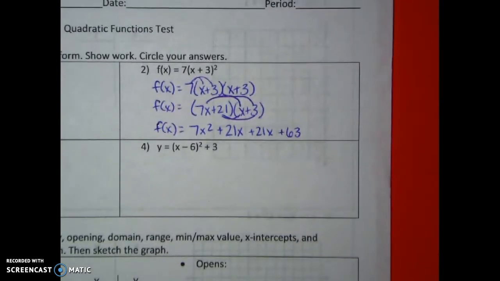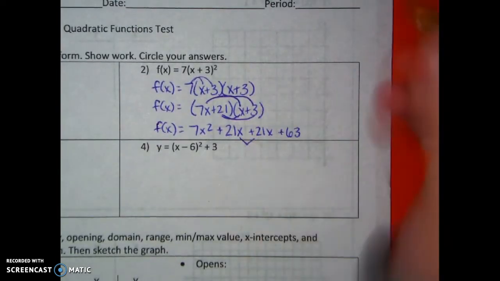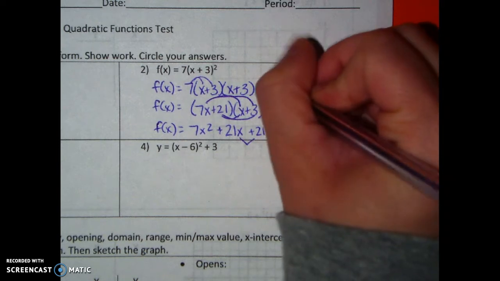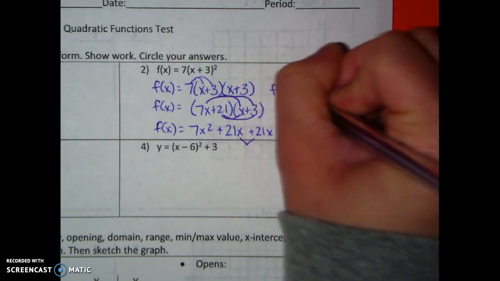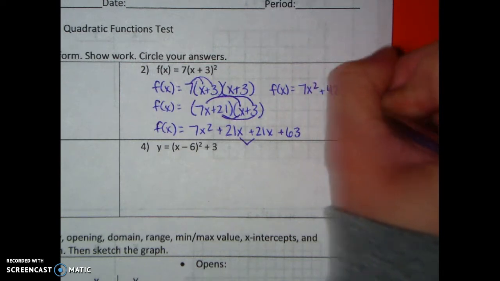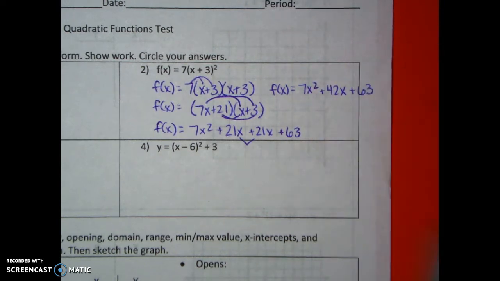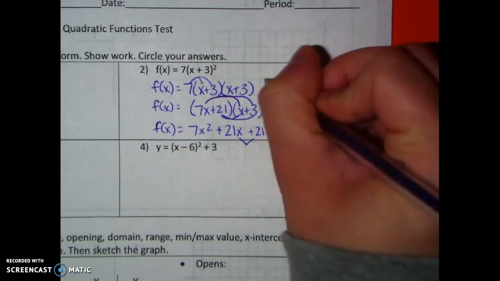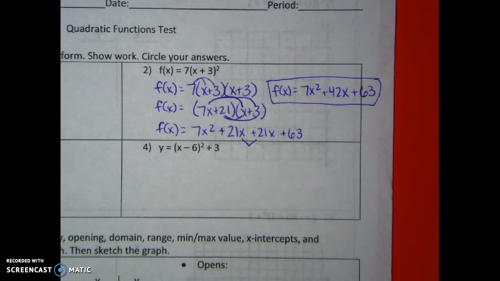And I'll have to write my answer over here. I'm going to combine those two middle terms to get 42x. So final answer is f of x equals 7x squared plus 42x plus 63. And that's a 6. I don't know if you can see that or not, but that is a 63.